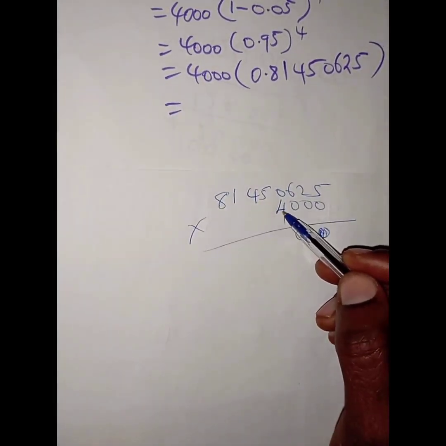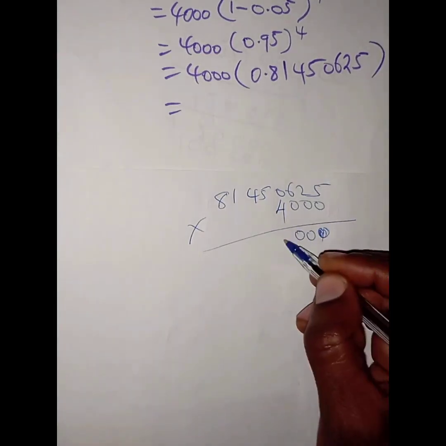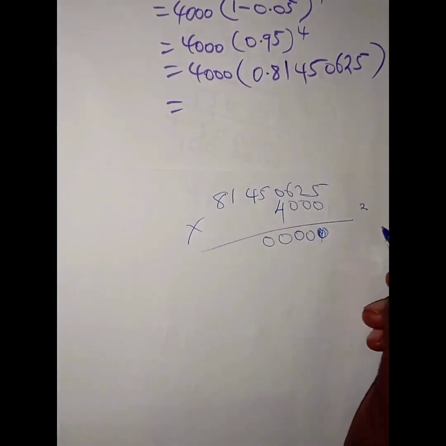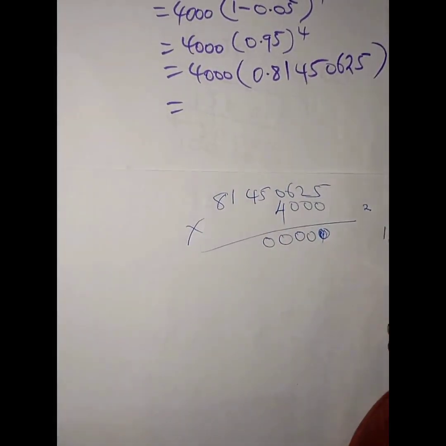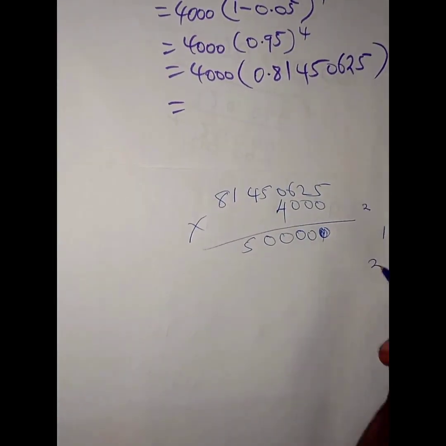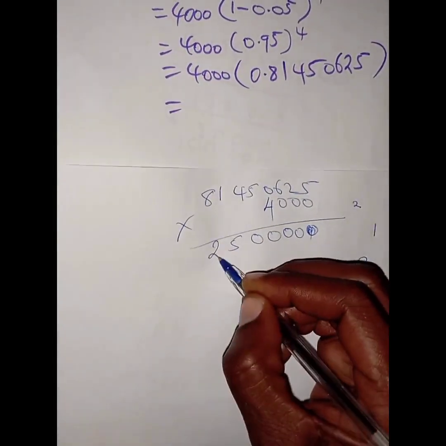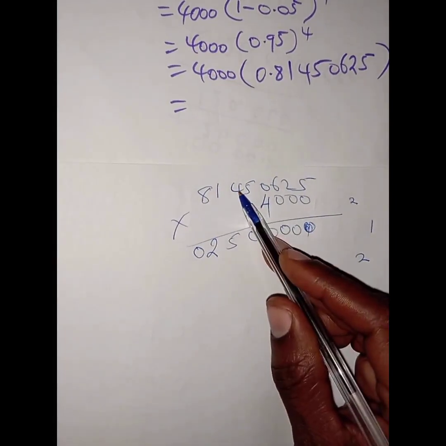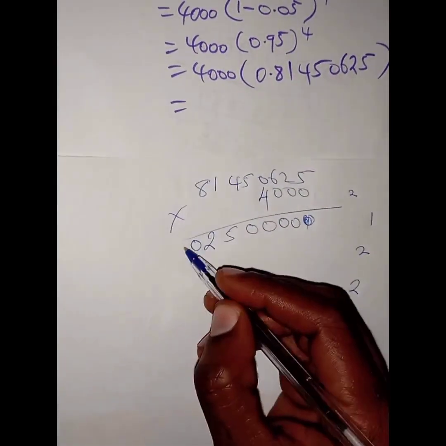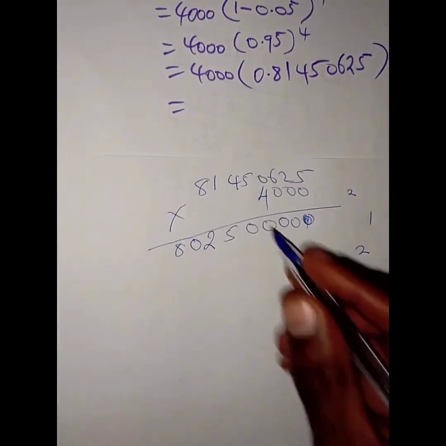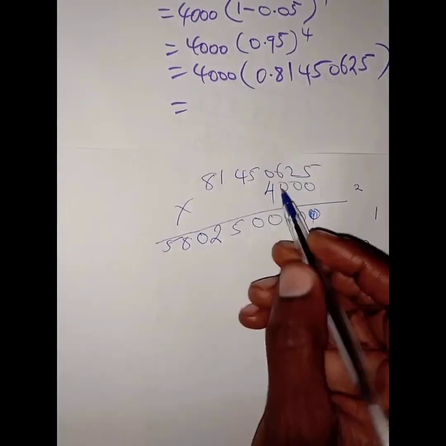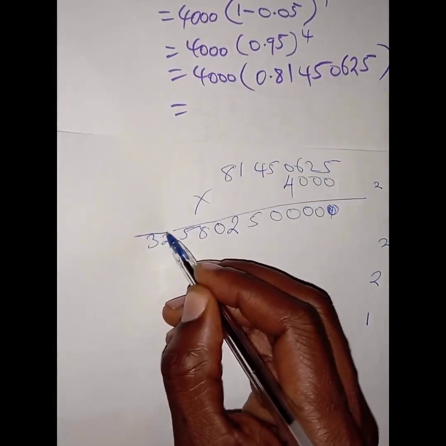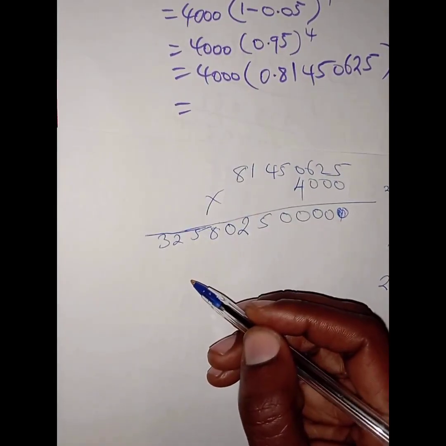So let's start with 4 times 5. 4 times 5, that is 20. 0 carry 2. 4 times 8 plus 2, 10. 0 carry 1. 4 times 6, that is 24, plus 1, 25. 5 carry 2. 4 times 0, 0, plus 2, 2. 4 times 5, 20. 0 carry 2. 4 times 4, 16, plus 2, that is 18. So 8 carry 1. 4 times 1, 4, plus 1, 5. 4 times 8, that is 32. You see that? That is 32.